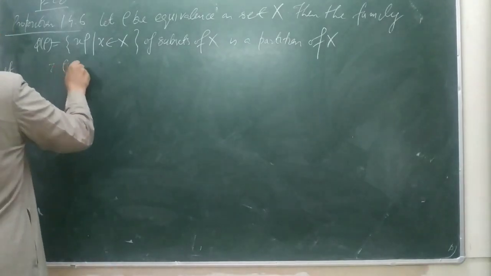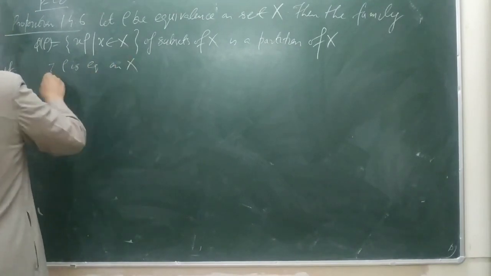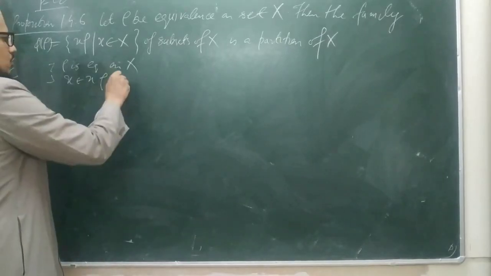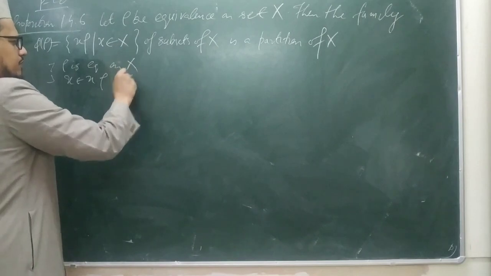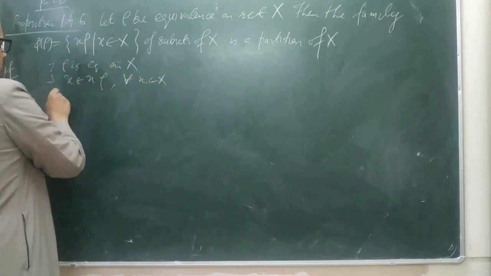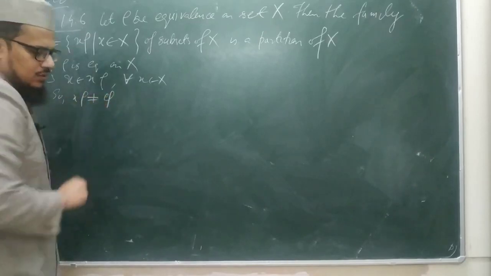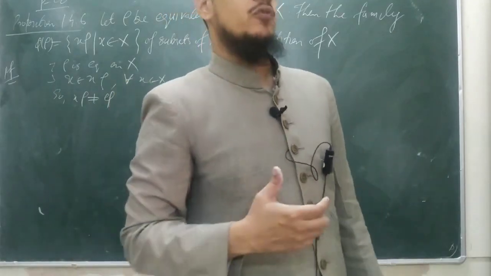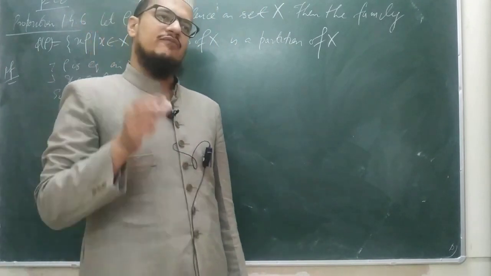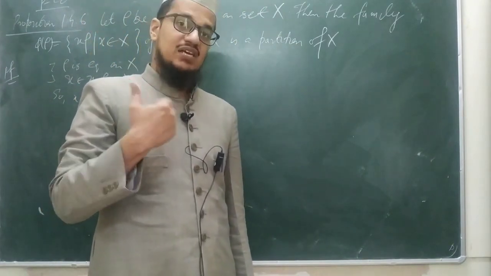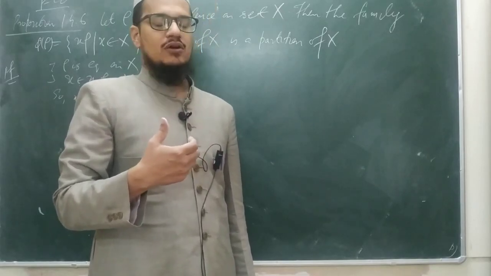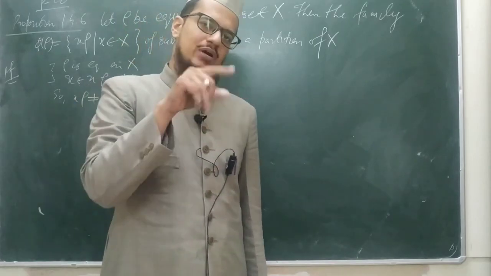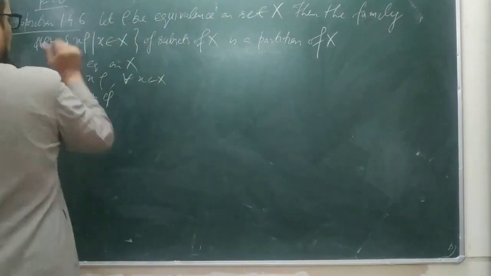Since rho is an equivalence on X, therefore x belongs to x row. For every x belongs to X, x row is non-empty. To prove that a family of subsets of X is a partition of X, you have to prove three things. First, every subset is non-empty, every A_i is non-empty. Second, either A_i and A_j are disjoint or both are equal to each other. Third, X is the disjoint union of all A_i's. Here A_i is x row.